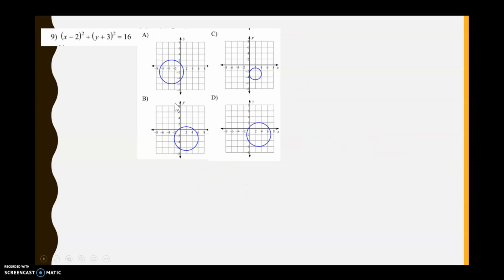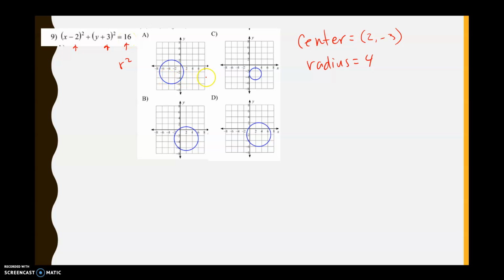And number 9, two pieces that I need to know: what my center is, and what my radius is. My center is going to be the opposite of here. So it's negative 2 and positive 3. So the center that I want is the opposite of this and the opposite of this, which is going to give me a positive 2 and a negative 3. My radius, well, if this is radius squared, then my radius is going to be 4. I want to take the square root of this, and that's going to give me 4.